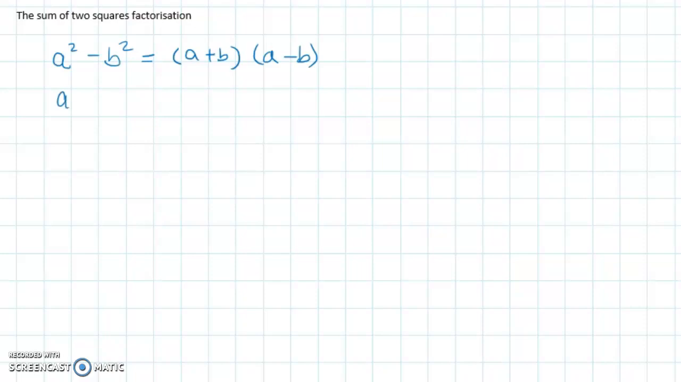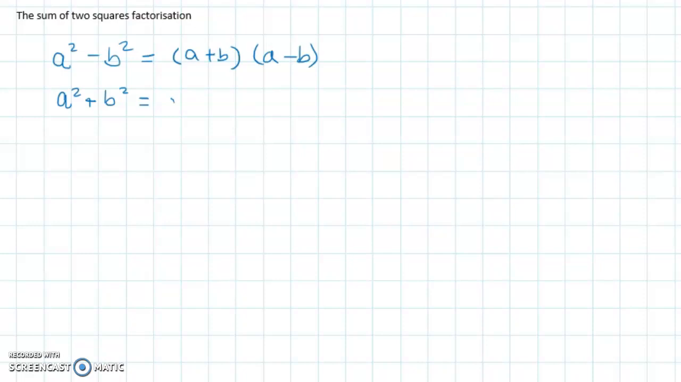Now let's say that instead of a squared minus b squared, so instead of the difference between two squares, you have a squared plus b squared, so you have the sum of two squares. And this is what you want to factorize. And we are going to show that this is possible thanks to complex numbers.